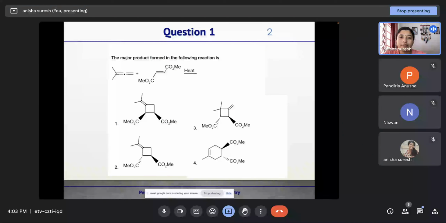So, coming to the first question. The major product formed in the following reaction is. So here they have given an allene and an alkene substituted with two esters. It is subjected to heat and it will result in the formation of one of these four products. What will be the right answer?